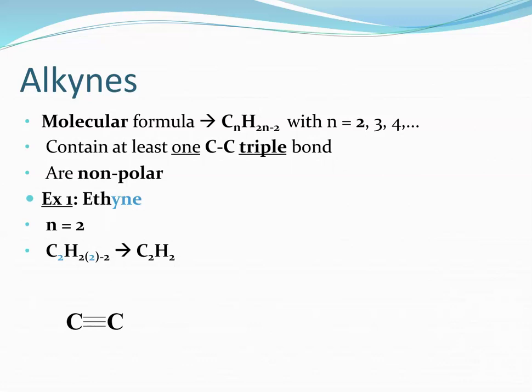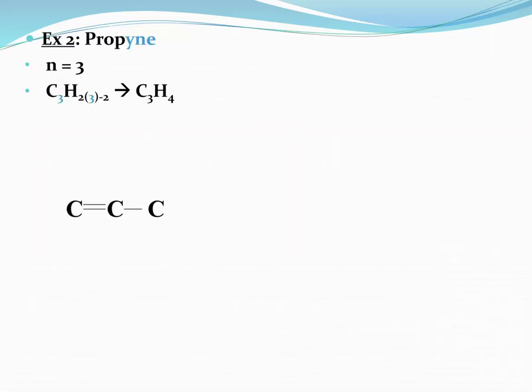Alkynes have triple bonds and are also nonpolar. They have fewer hydrogens again. If the alkyne has a single triple bond, you can expect twice as many hydrogens as carbons, minus 2. Ethyne is shown here. Here is propyne. It has 3 carbons and 4 hydrogens.